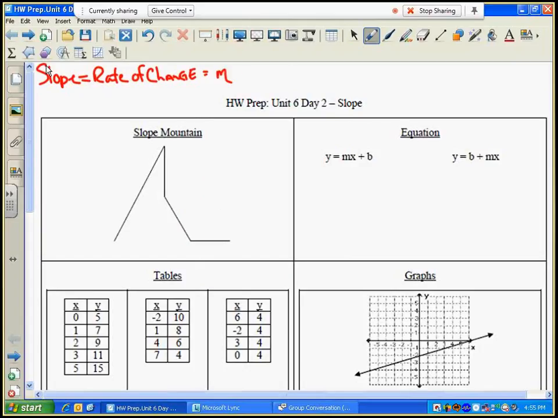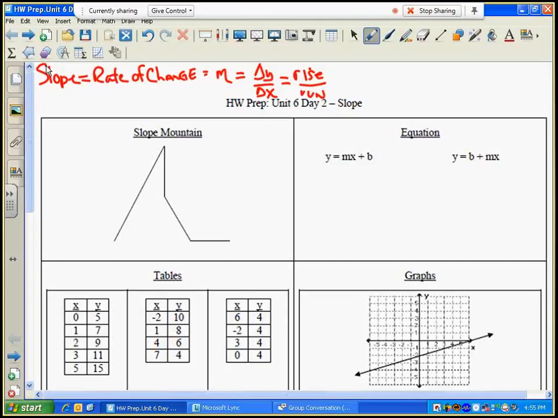Or we use the letter M. You're going to see that quite a bit. Or we might see change in Y over change in X. You've already seen that. And some of you guys might have also seen rise over run. Okay? All those things mean the same thing. We call it slope, rate of change, M, and so forth.